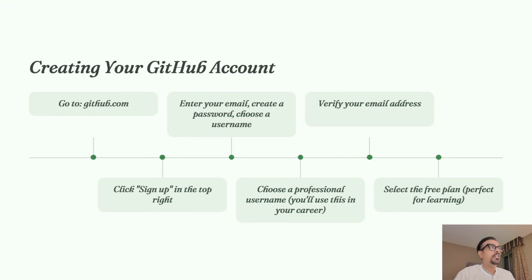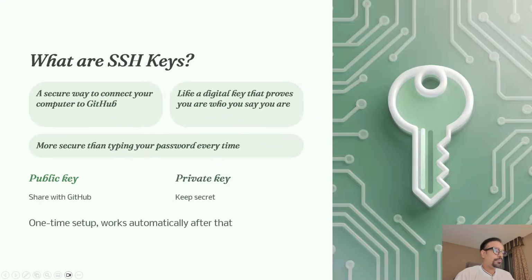Now, once you provide your email address and password and choose a username, it is going to ask you to verify your email address. So it is going to send you a verification email. Make sure you click on the link and verify yourself. Once you do that, you are done. Your sign up is going to be completed. And once you are inside GitHub, you can go ahead and select the free plan for yourself.